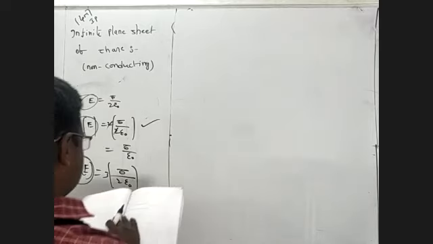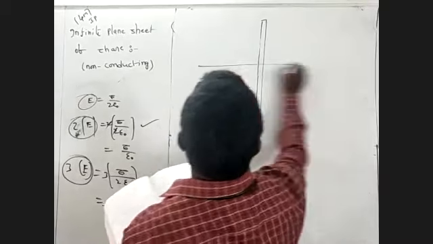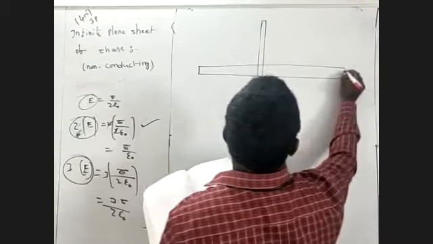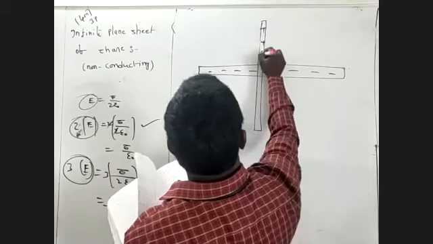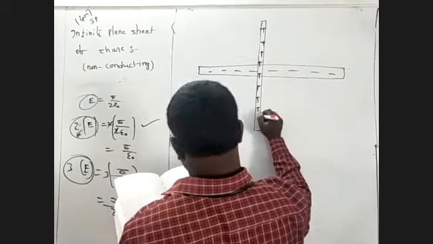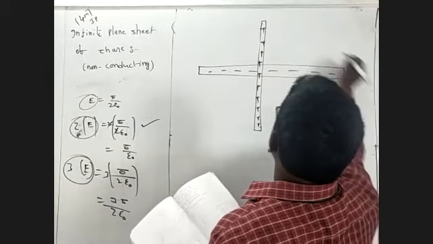Next one is a plate. This is an infinite plane sheet. This one has negative charge, minus sigma, and this one has positive charge, plus sigma.